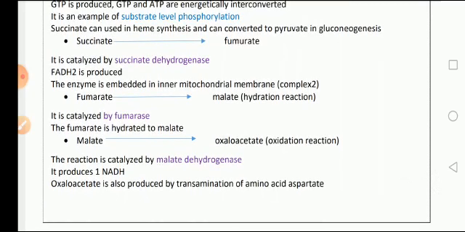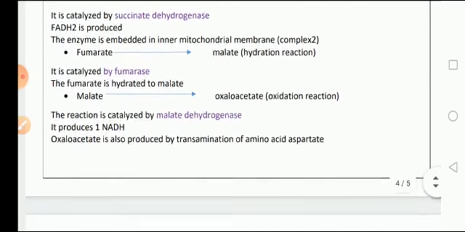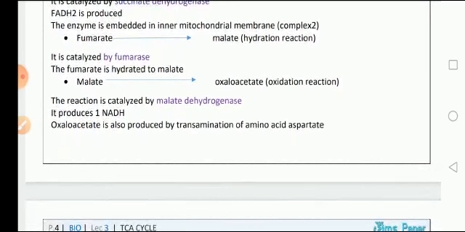Fumarate is going to undergo hydration, means addition of water. This is opposite to dehydration, to give me malate. This reaction is catalyzed by fumarase. And finally, malate would be oxidized into oxaloacetate. Again, oxidized means loss of hydrogen. And our hydrogen acceptor here is NAD, and NADH would be the product.